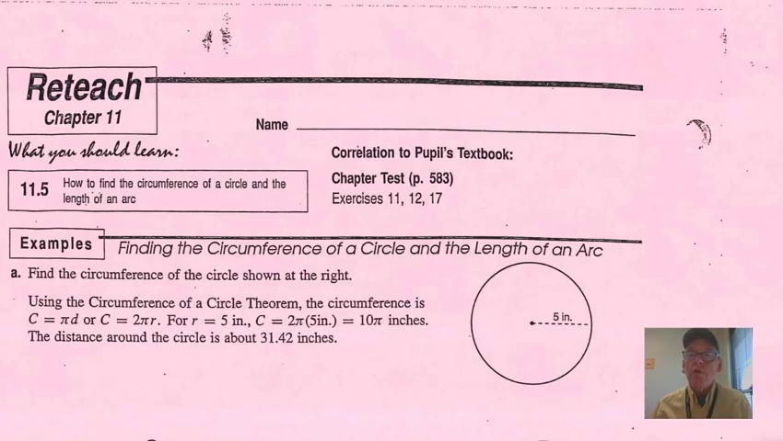Okay, this video goes with packet 2, which deals with more of our circle vocabulary. We're going to focus on finding the circumference of a circle and the length of an arc, and also the area of a circle and the area of a sector. So let's see what they have here.